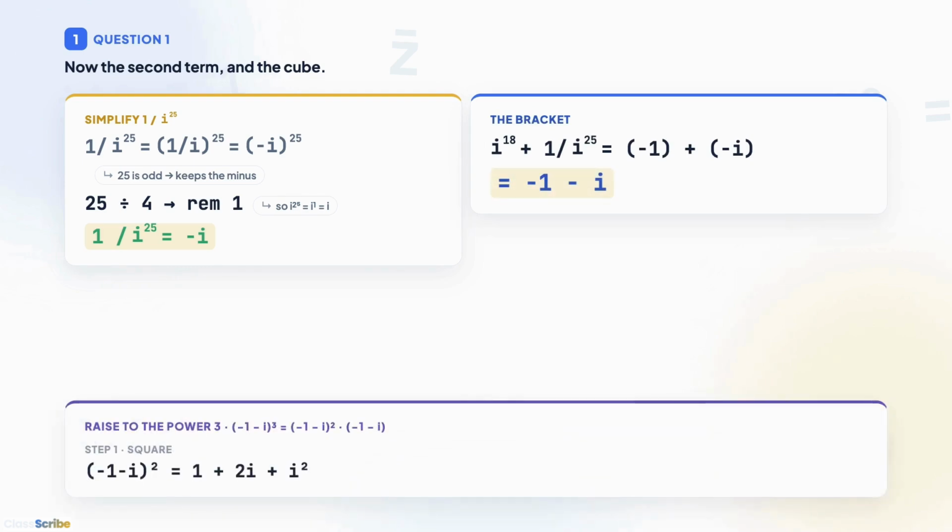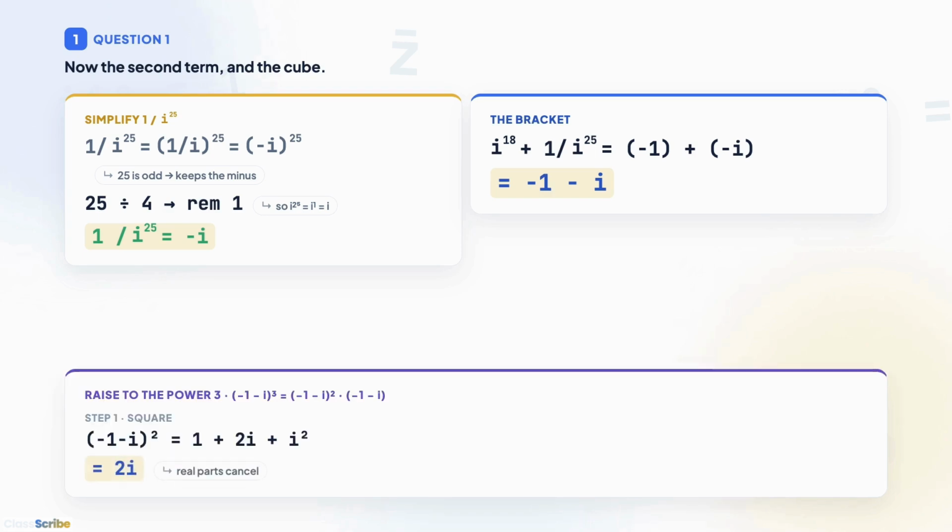Raising this expression to the power 3 is easier if we first square it. Minus 1 minus i whole square becomes 1 plus 2i plus i square. Since i square equals minus 1, the real parts cancel and we get 2i. Now multiply 2i by minus 1 minus i. This gives minus 2i minus 2i square. Since i square equals minus 1, the answer becomes 2 minus 2i. That is the required value.